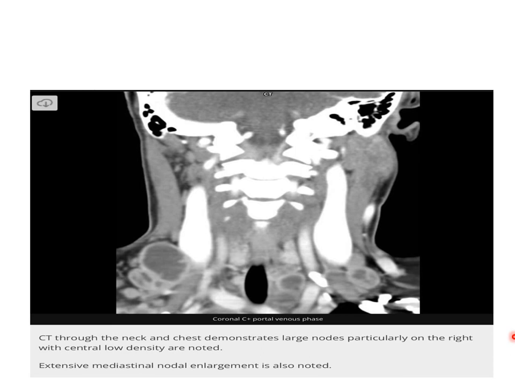So in TB, the vascularity is central, single central, and low resistive, while in malignancy there will be high peripheral vascularity. Yeah, the resistance, both of them are low.